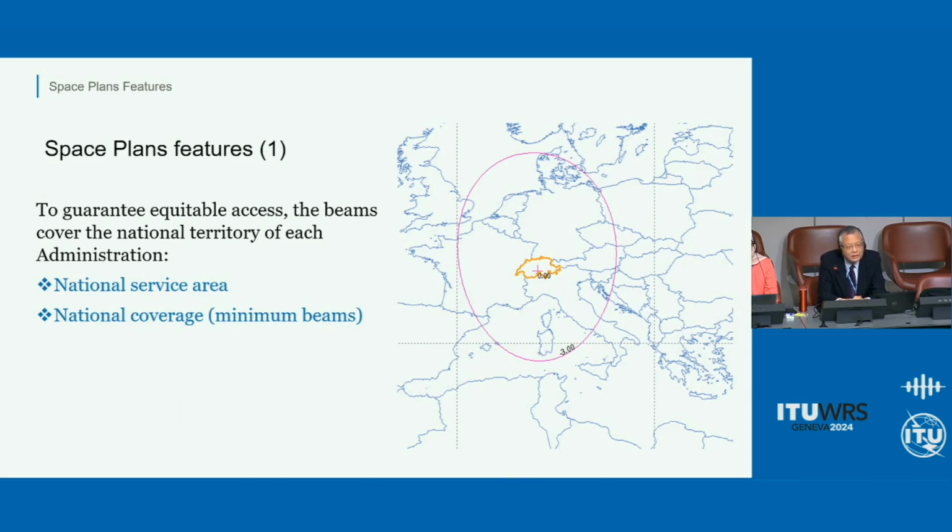Then we look at the features of the space plan. As I mentioned, the plan is reserved resources for each member state. For that reason, the service area of each plan entry or plan allotment is limited to national territory. So the service area is the national territory of each member state, or the satellite antenna gain diagram is the minimum to cover the service area.